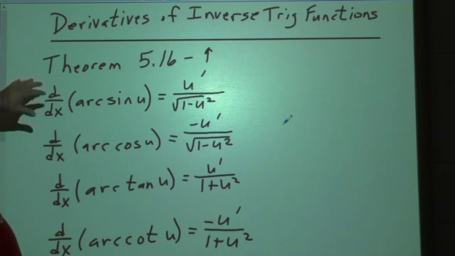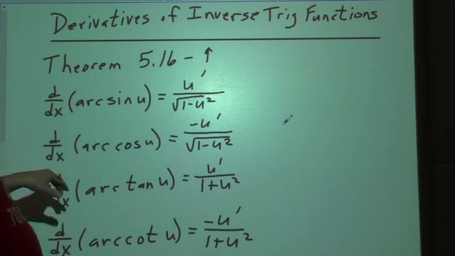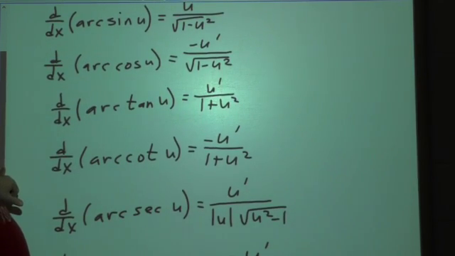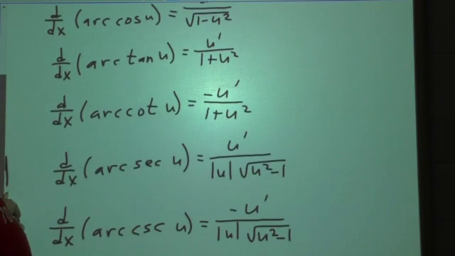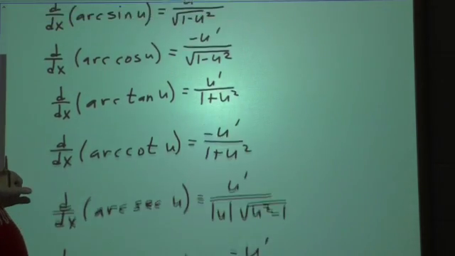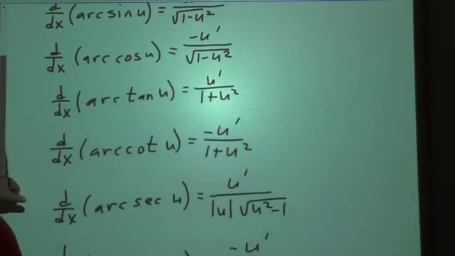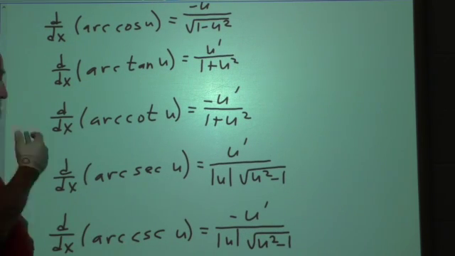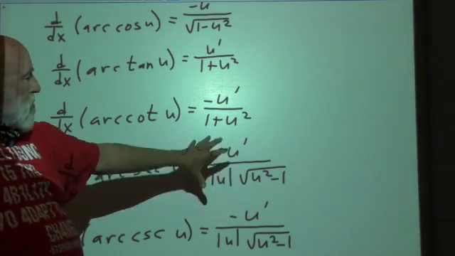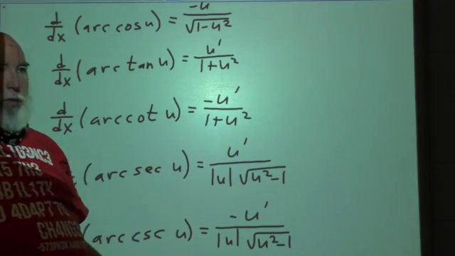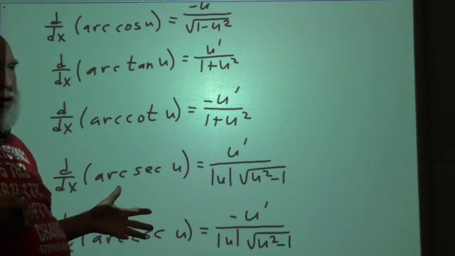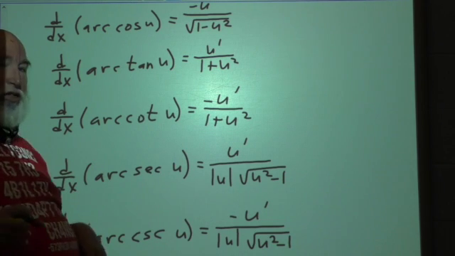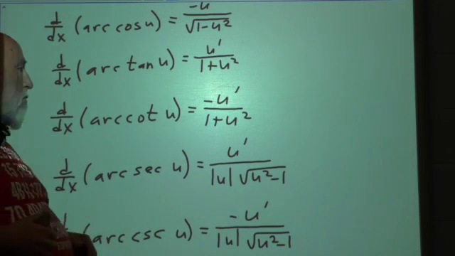So this is Theorem 5.16 in your book. It lists these 6 inverse functions, going from sine to cosecant, in their inverses, which are arc sine to arc cosecant, rather, not cosine. So we have to be able to determine our chain rule. What is our u? What is our u prime? It's just like we've done with other problems up to this point.